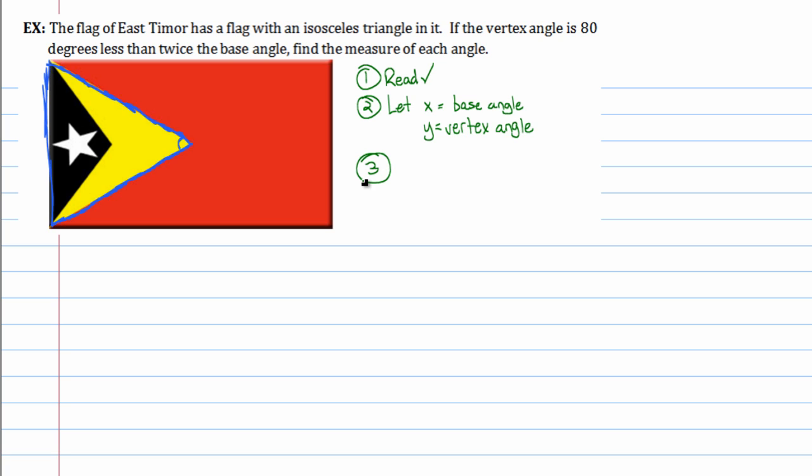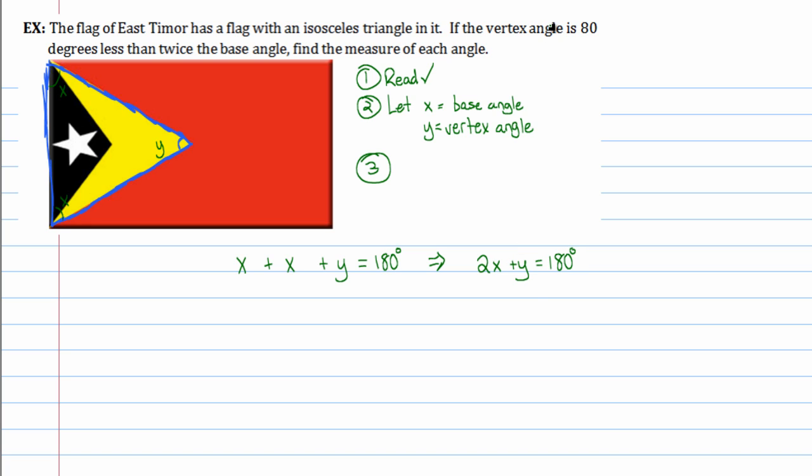Third thing we need to do is write an equation for the situation. Well, I know the sum of the angles is going to be 180. So we have a base angle plus another base angle, right? This is a base angle, that's x. This is another base angle, that's x, plus the vertex angle, and that should all be 180 degrees. But we also know something else from what they told us. By the way, let me just combine like terms here. 2x plus y is equal to 180.